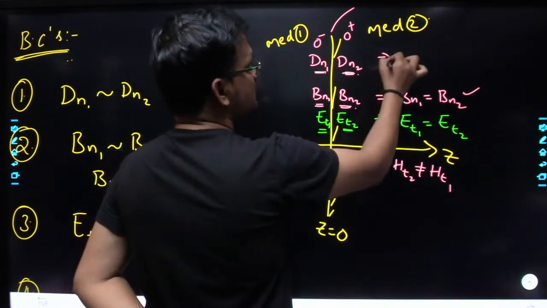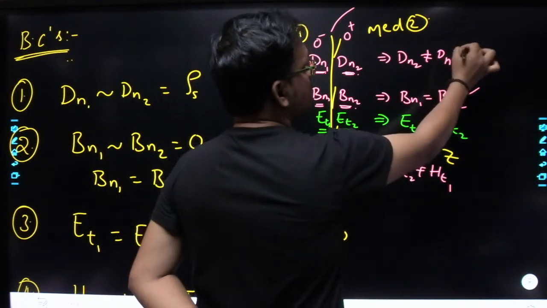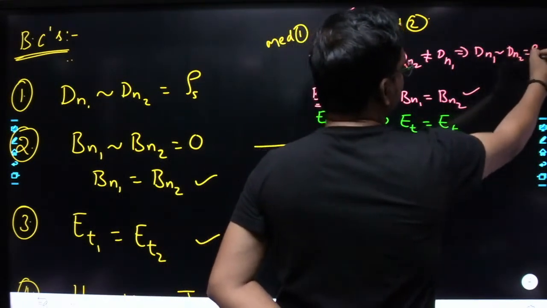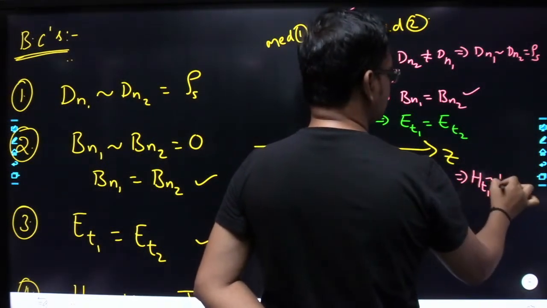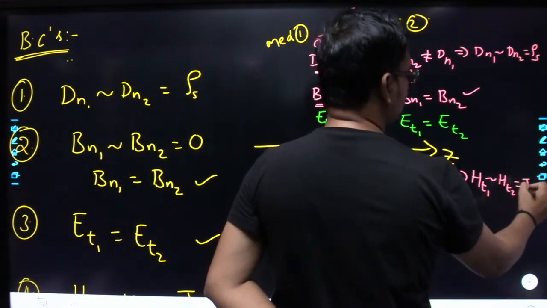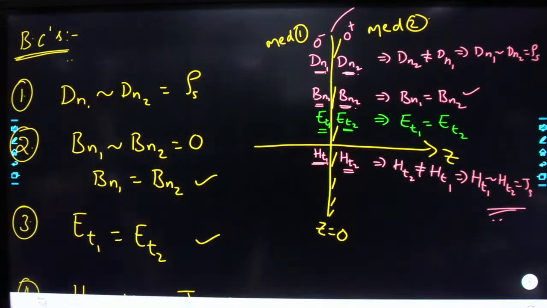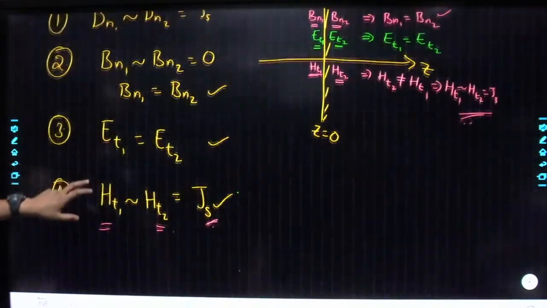Here also dN2 is not the same as dN1. So dN1 minus dN2 is equivalent to rho s, and HT1 minus HT2 is equivalent to Js. So these are the boundary conditions at the interface.